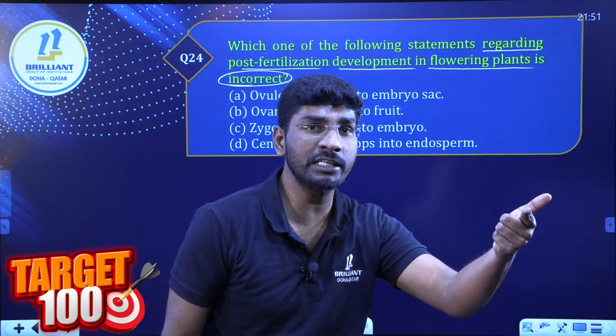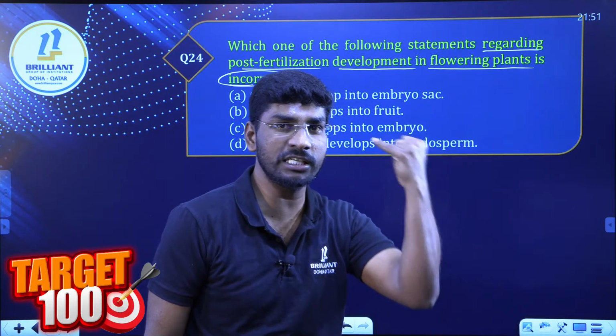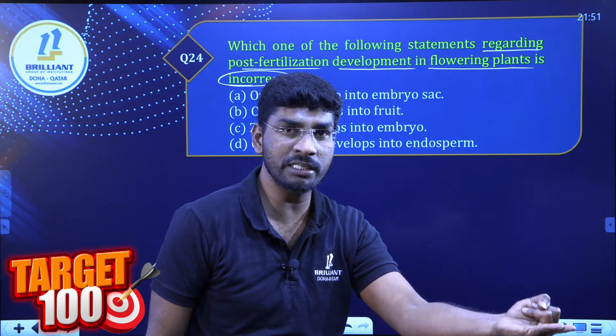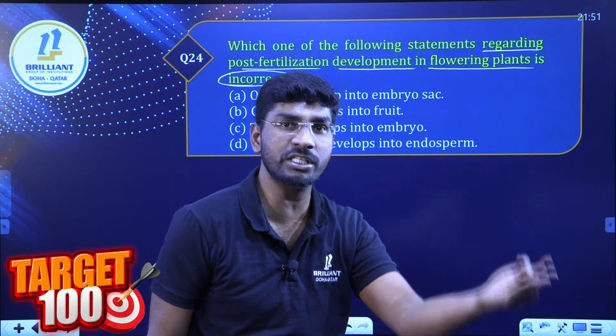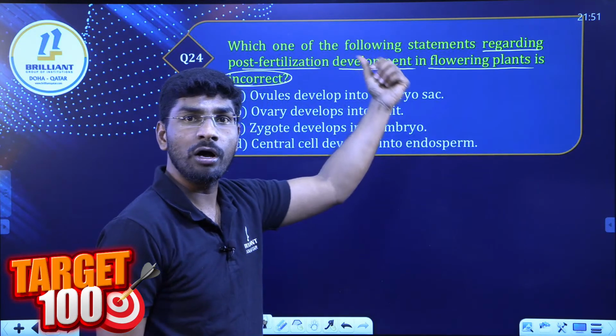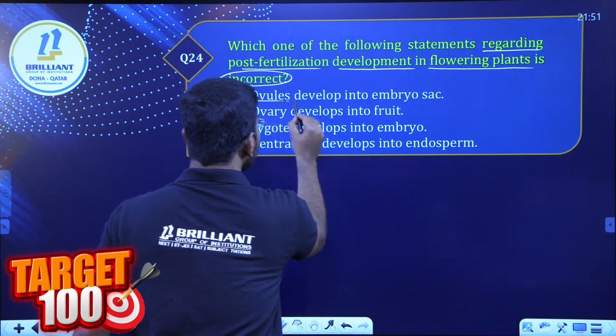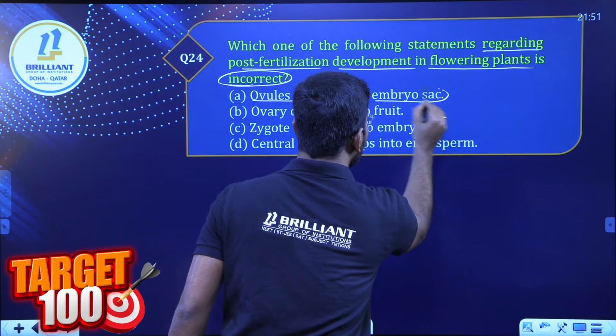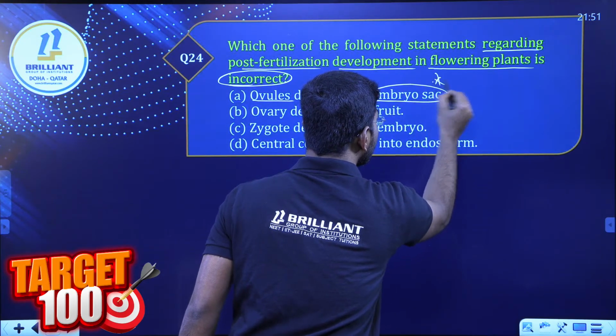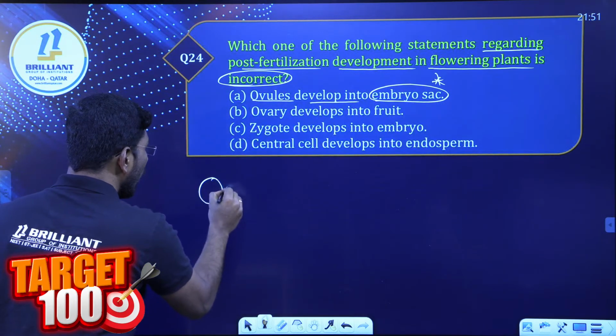Post-fertilization means after fertilization. So we cover gametogenesis, pollen grain structure, embryo sac structure, pollination, fertilization also. Now, answer me: what exactly is the wrong statement here? Ovules develop into embryo sac. Is this true? Can you please answer me?